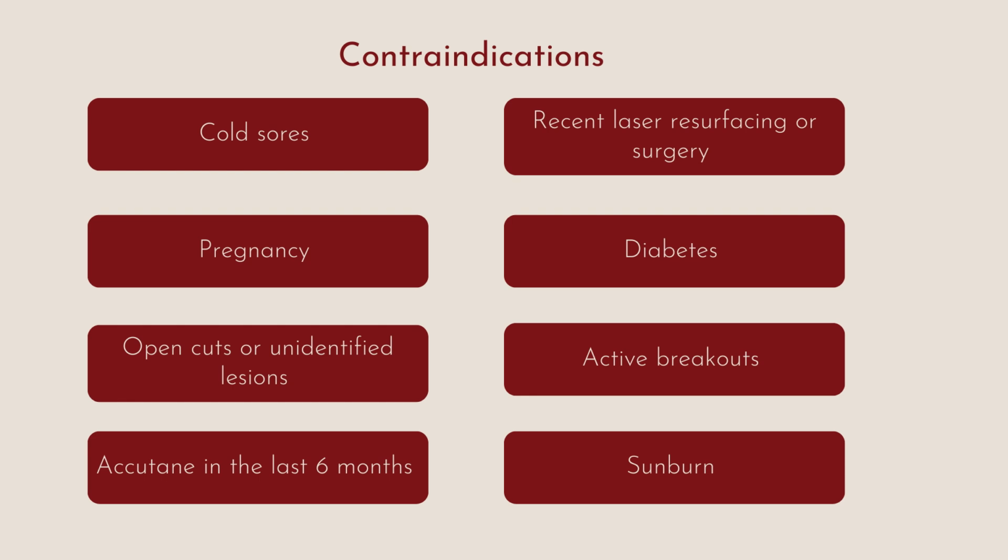Anyone on Accutane in the last 6 months, and Accutane is a medication for hormonal acne, you cannot touch them while they're on the medication. You need to wait for them to stop the medication, wait for another 6 months, and then you can carry out any treatment on them whatsoever. This is because Accutane has a very compromising effect on the skin, really thins out the skin, so they do need to be off the medication for quite a while before they can get any treatments done at all.